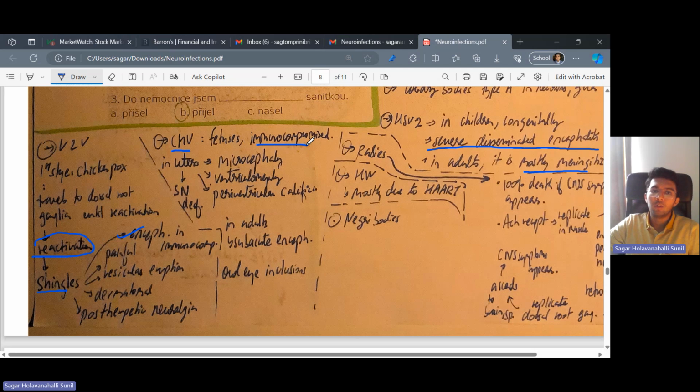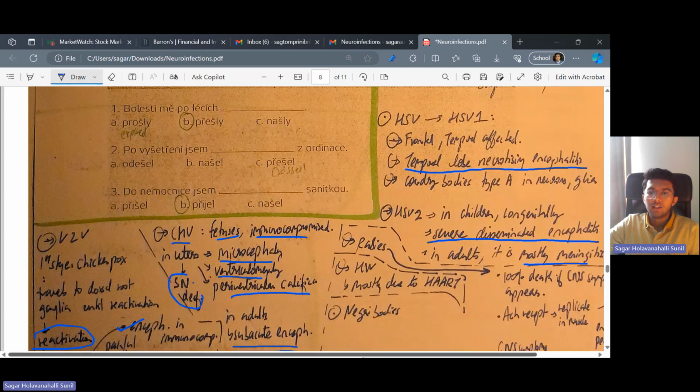Cytomegalovirus, again, usually in immunocompromised and in fetuses. In utero, it can cause sensorineural deafness. These 4 points are very important to remember: this periventricular calcification, ventriculomegaly, and microcephaly. I remembered this perfectly for my exam. You have to know these 4 parts, okay? In adults, it can just cause subacute encephalitis, and you can usually see owl eye inclusions, okay?